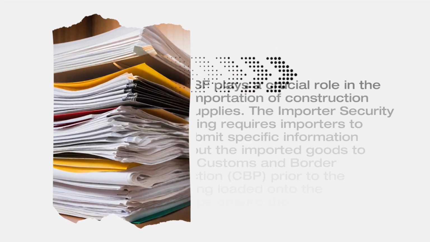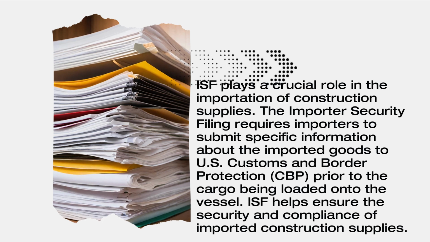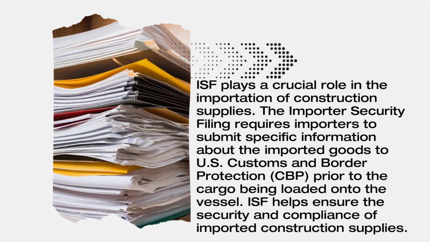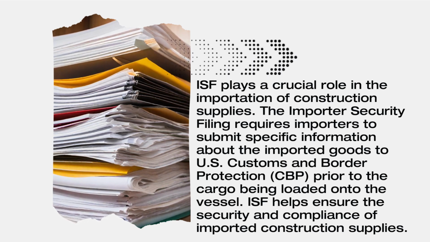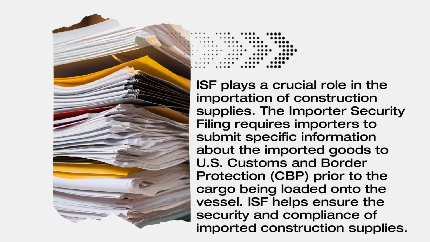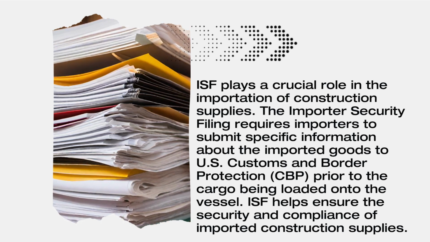ISF plays a crucial role in the importation of construction supplies. The importer security filing requires importers to submit specific information about the imported goods to U.S. Customs and Border Protection, CBP, prior to the cargo being loaded onto the vessel. ISF helps ensure the security and compliance of imported construction supplies.